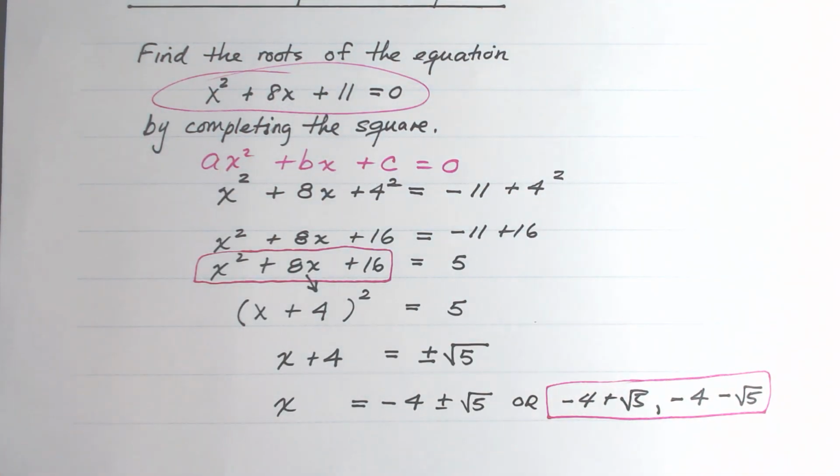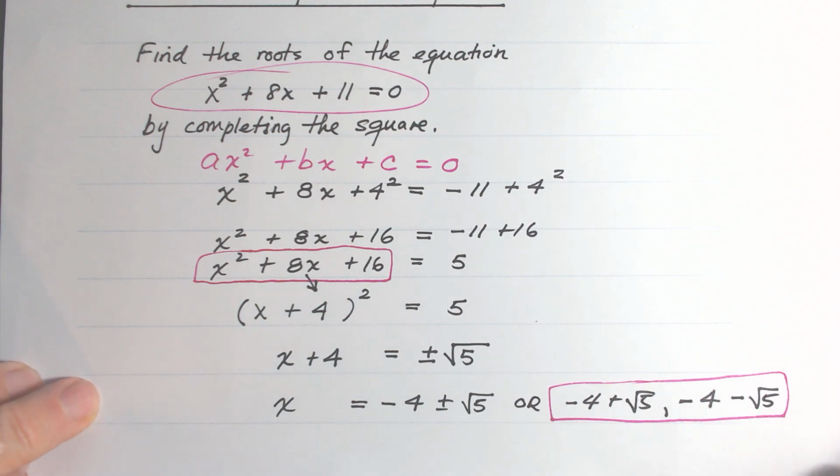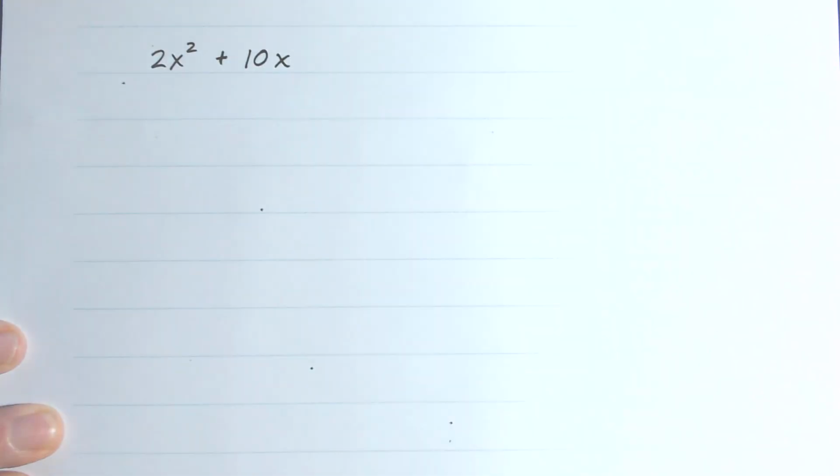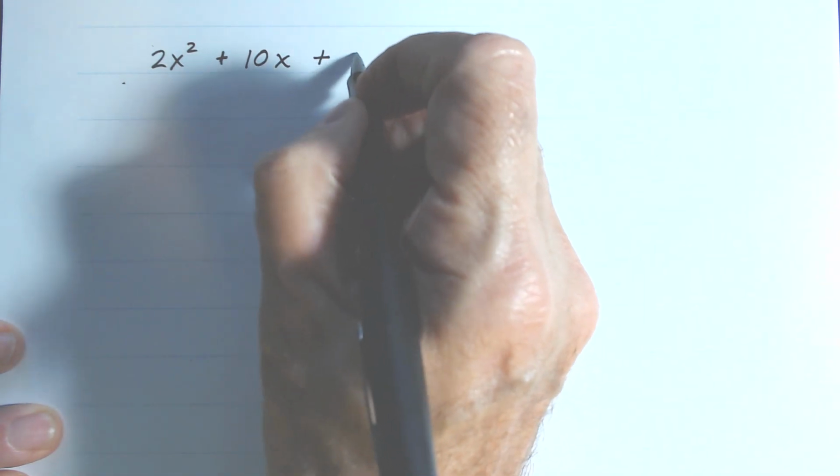Alright, so this is completing the square. If you have a 1 for the leading coefficient, it gets a little bit more difficult if you have something other than 1 for the leading coefficient. So I'm going to tackle that one now with you. So let's say we have an equation like 2x squared plus 10x plus 9 as an example.